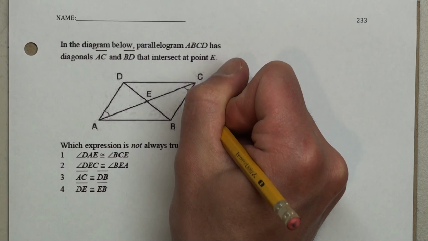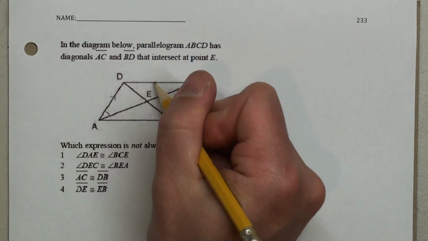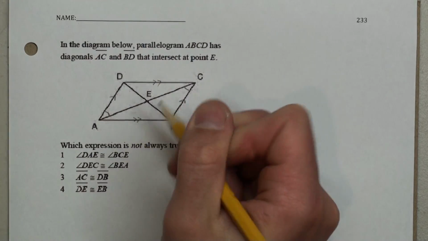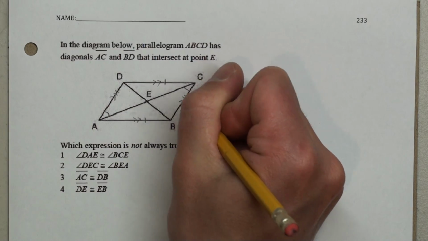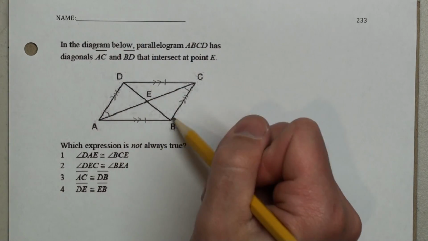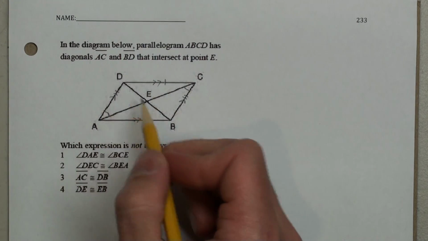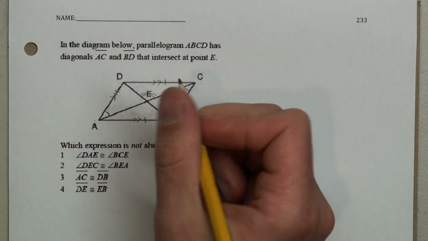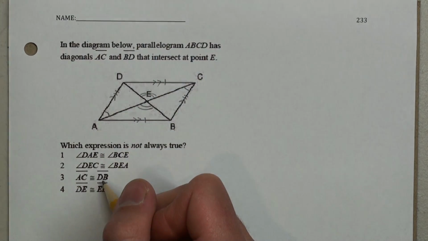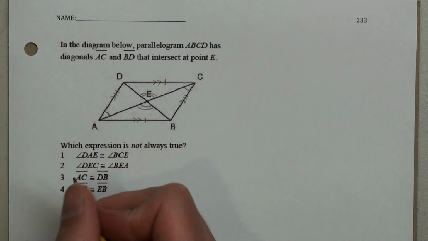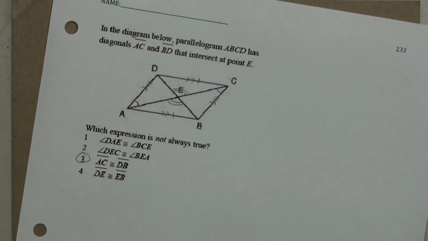That's true. Okay, look. These are parallel lines, right? Right here. And so are these. And these are also congruent. So look at the Z. These angles right here are going to be congruent. DEC is congruent to BEA. That's true. They're vertical angles. AC and DB, no, that's obviously not true. The diagonals are not congruent. So choice 3.